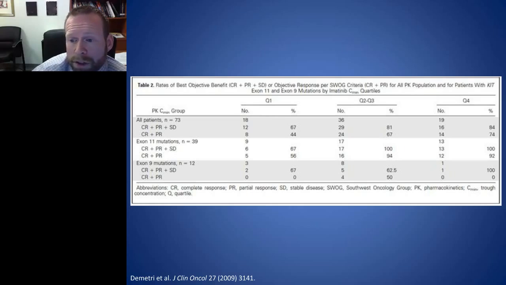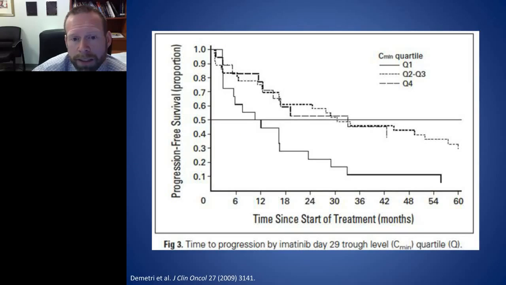So I'm not willing to draw any conclusions to say that if you have the exon 9 mutation in KIT, you're going to do better if you have the highest imatinib concentrations, but it does maybe beg the question as to whether that should be investigated or not. But clearly, again, coming back to quartile 1 and the poorer response rates, that sort of points to this trough concentration of 1,000 nanograms per mil as being a potential therapeutic target that we should pay attention to.